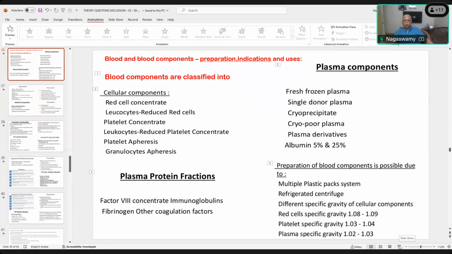You are able to see the slides. So the blood and blood components, the preparation, indication and uses. That is how usually the questions are worded.